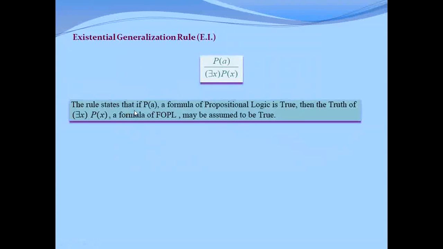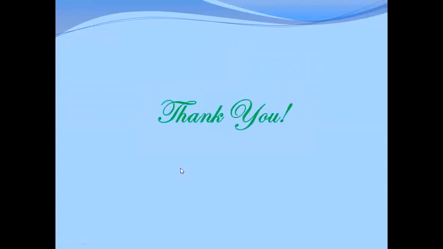The rule states that if P(a), a formula of propositional logic, is true, then the truth of there exists x, P(x), a formula of FOPL, may be assumed. If the upper part, or numerator, is true, then the denominator will be. So these are all the basic inference rules.